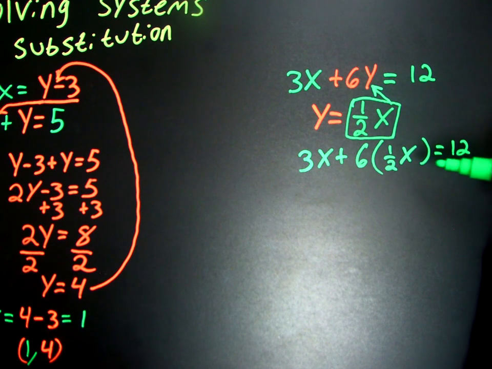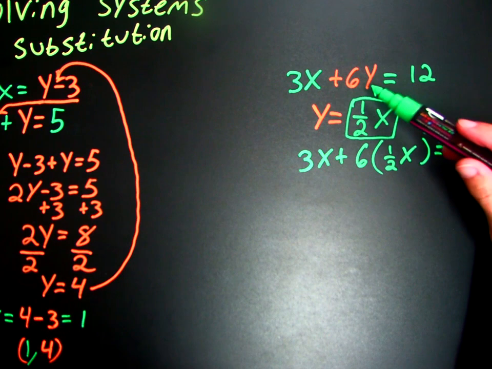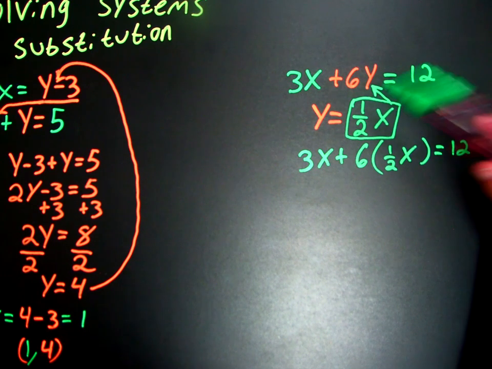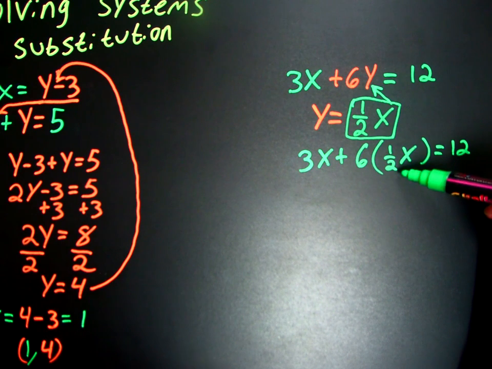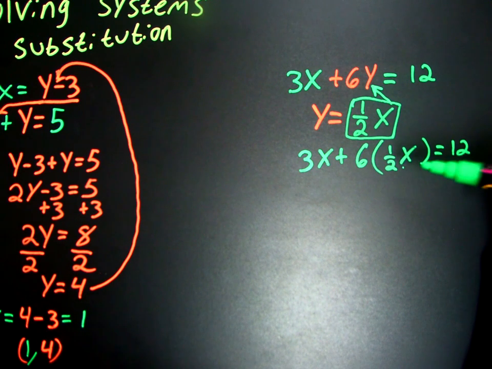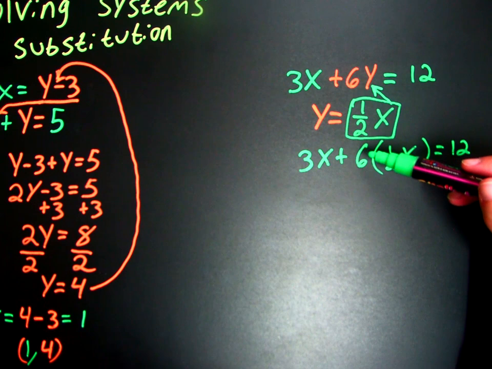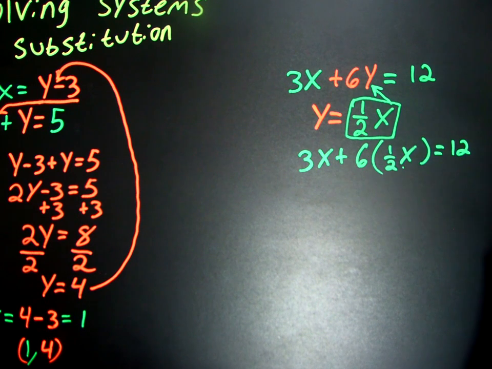Notice how I put parentheses around that, because there was already something next to the y. If there's already something next to the y, you have to put parentheses around this to show that only the y got replaced. That 6 doesn't get replaced, only the y does, by whatever it was equal to.